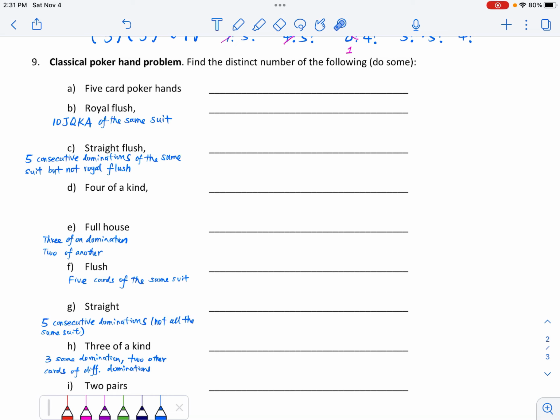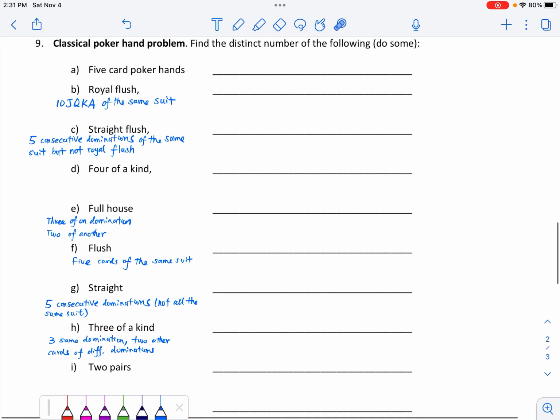Now let's take a look at the classical poker hand problem. These are interesting problems. I would encourage you to definitely pause the video for every new problem and give it a try first. If you are able to do all of them, I would rate your ability to apply the multiplication rule and combinations, I'll rate your skill at a pretty proficient level. All right, let's begin with the first one.